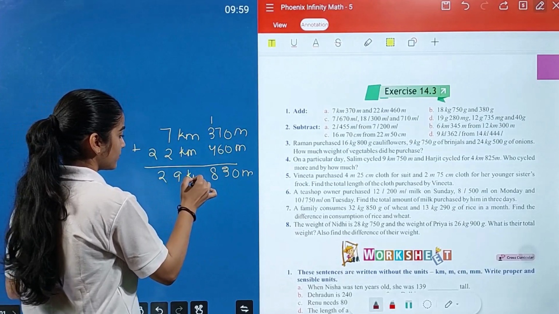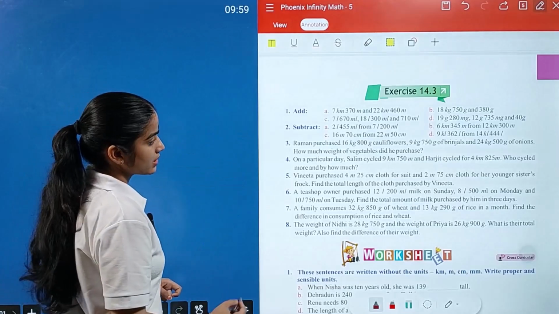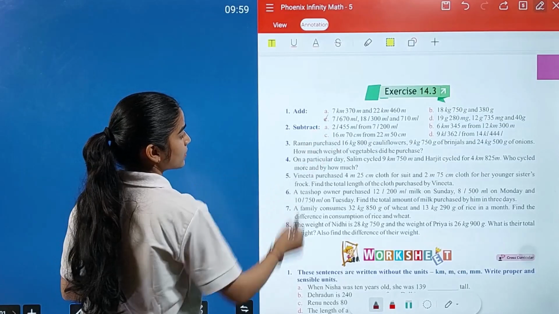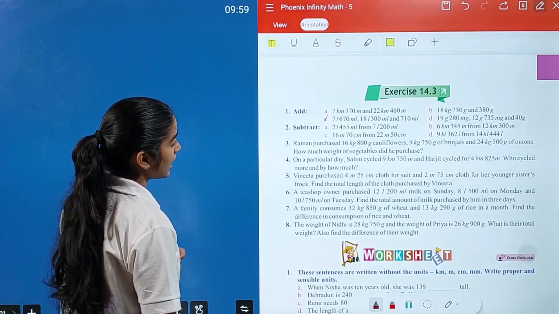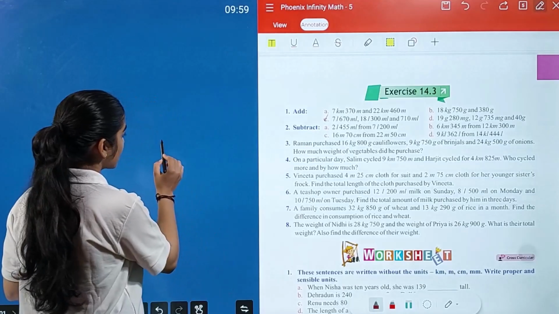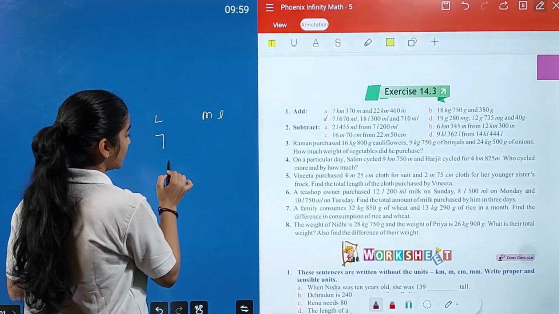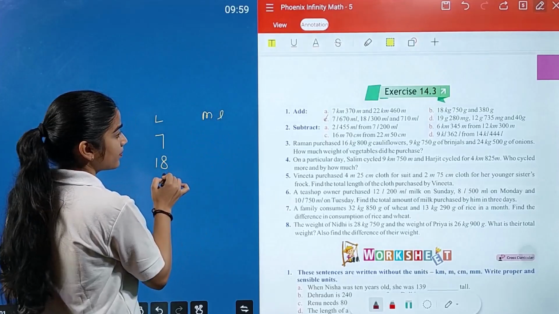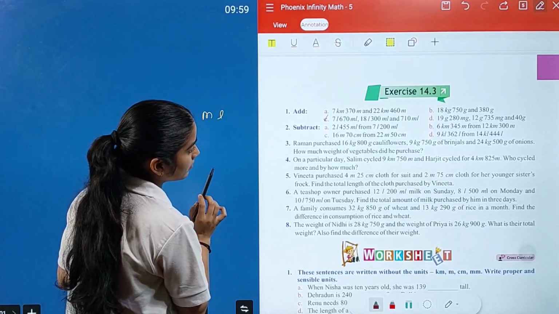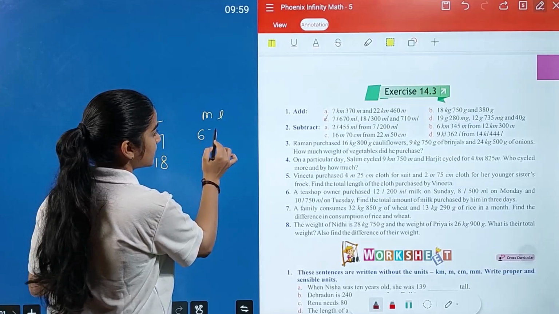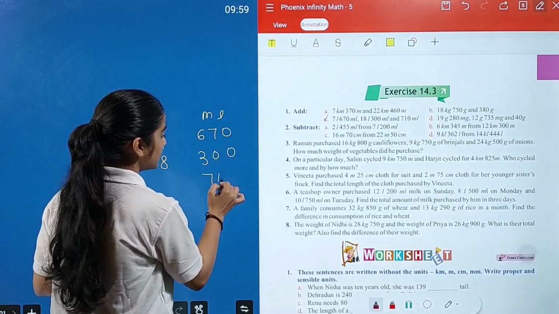92 kilometer. This is your answer. Next we have, let's take one more. This one, 7 liter 670 milliliter, 18 liter 300 milliliter and 710 milliliter. So 7 liter and milliliter. 18. After 18 we have only 710 milliliter. So 670, 300 and 710.